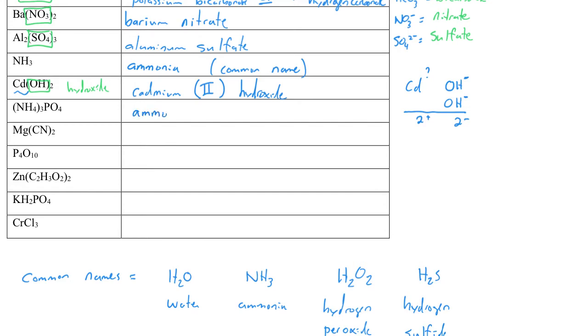All right, the next example, just another polyatomic. This is ammonium, and then we have phosphate. So this is ammonium phosphate. Okay, our next example has magnesium and a polyatomic ion, which is called cyanide. We have magnesium cyanide.